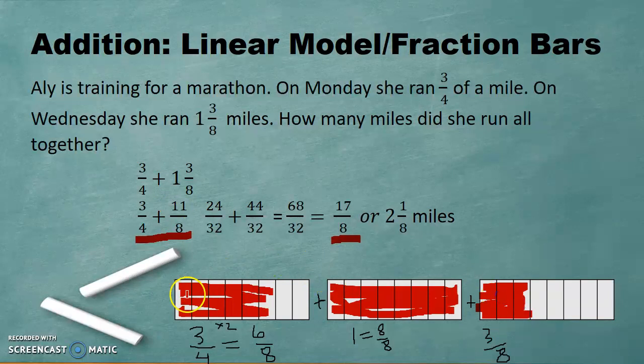So if you add these, you end up getting 1, 2, 3, 4, 5, 6, and then 7, 8, 9, 10, 11, 12, 13, 14, 15, 16, 17. And remember, our denominator stays the same because it is a common denominator. So we have 17/8. Another way to see it is if you move these two shaded areas to fill these other two areas over here. It gives us 1 whole, 2 wholes, and then leaves us with 1/8 over here. So our sum is 2 1/8 miles total.